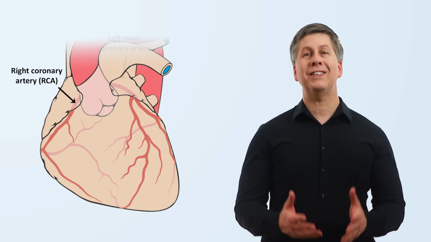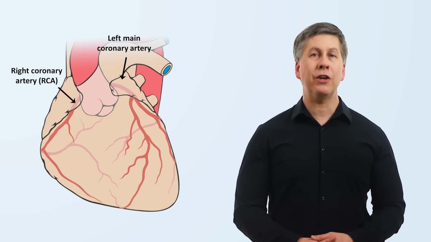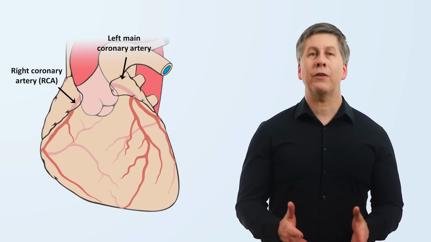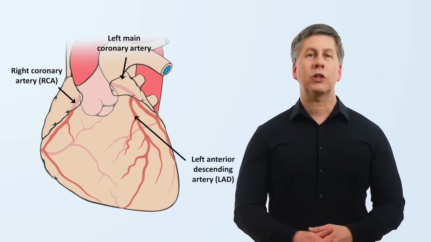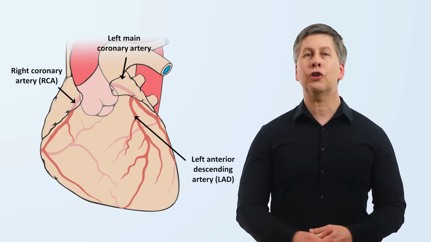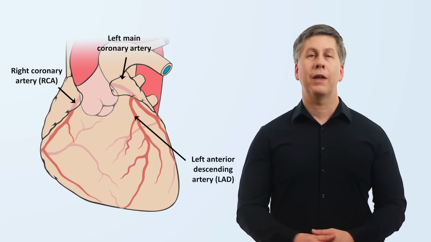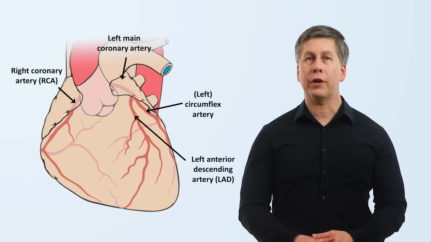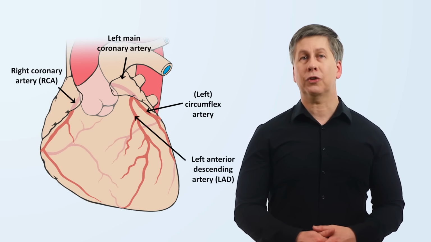The other is the left coronary artery, more commonly known as the left main coronary artery, which quickly bifurcates into the left anterior descending artery, or LAD, which supplies the anterior interventricular septum and anterior wall of the left ventricle, and the left circumflex artery, which wraps around behind to supply the lateral wall of the left ventricle.